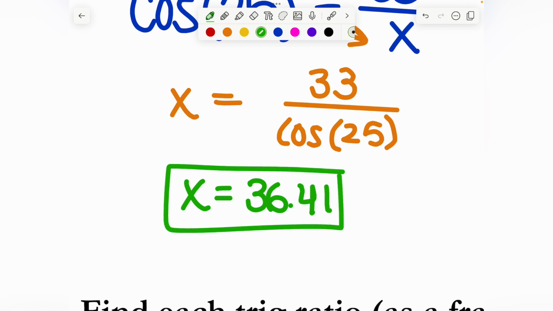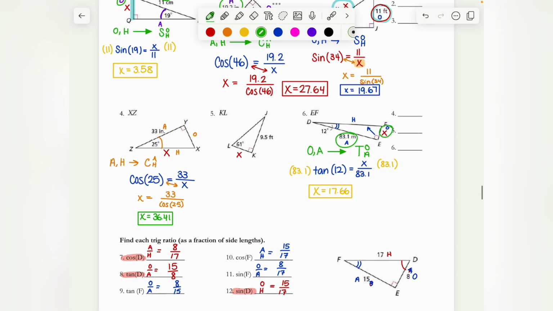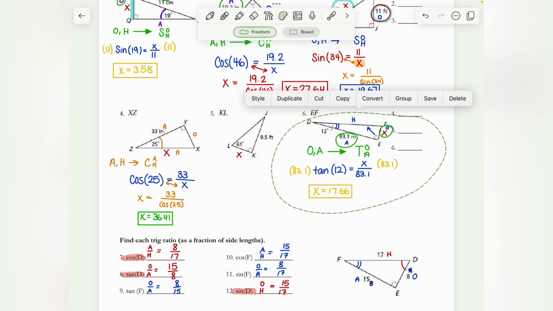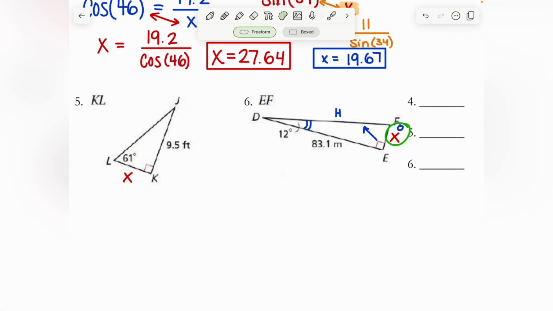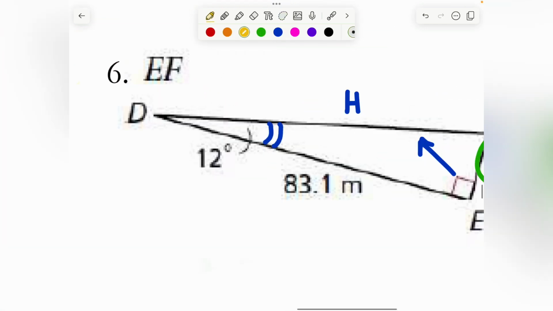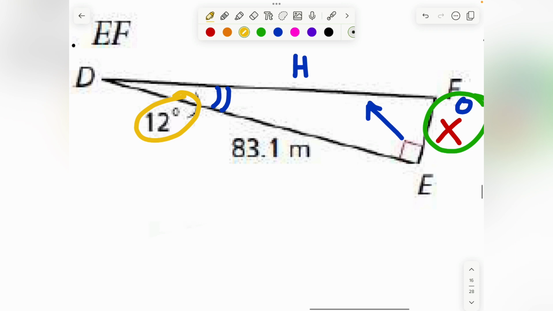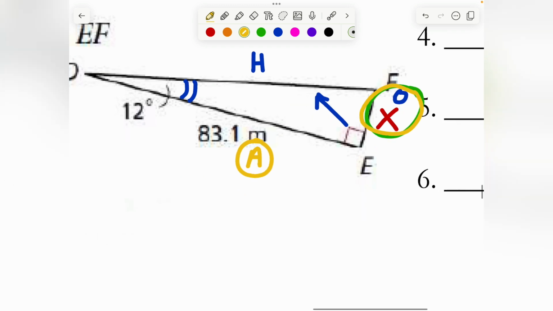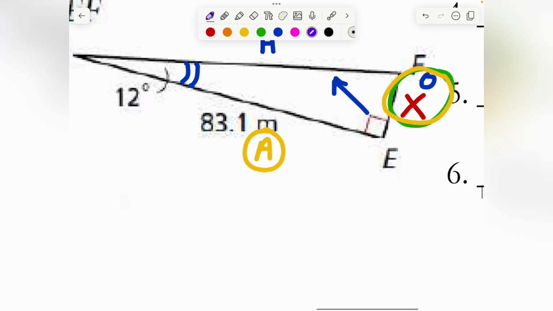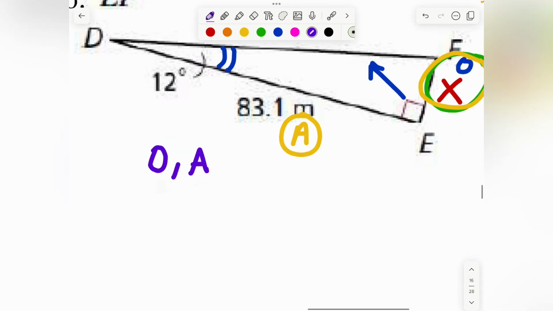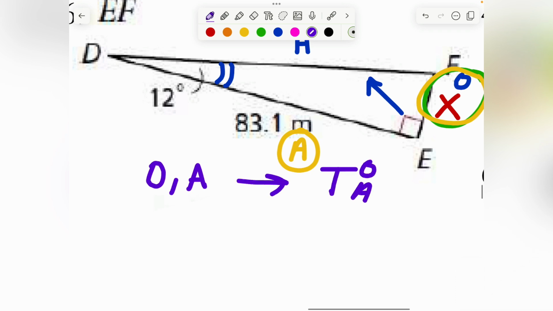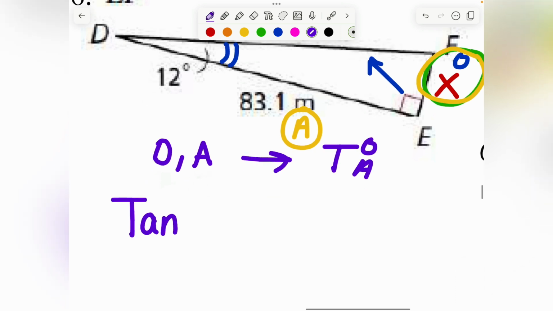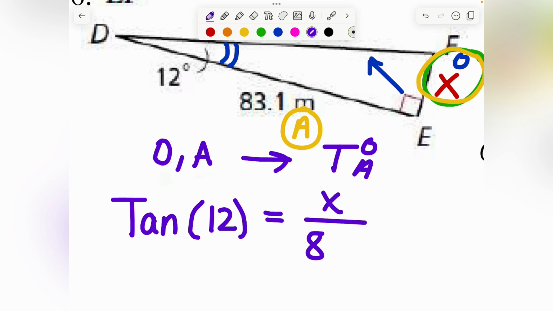All right, I'd like to do one more because I want to show you what happens if x is not on the bottom. So let's do number 6. It gives me that this little angle here is 12. So the opposite side is what I'm looking for. That's x. And then the adjacent side is this 83.1. So O and A is tangent, TOA. So tangent of my angle, 12, equals opposite x over adjacent, 83.1.